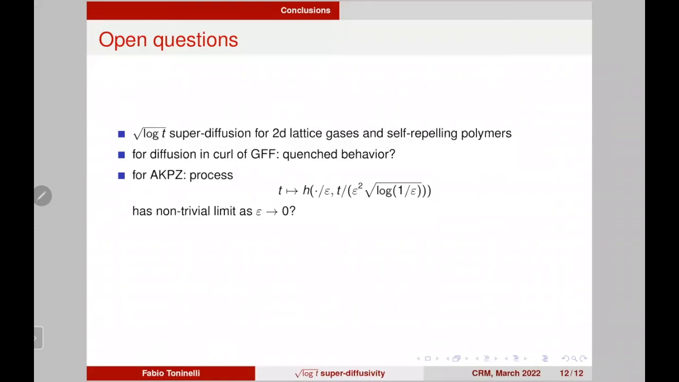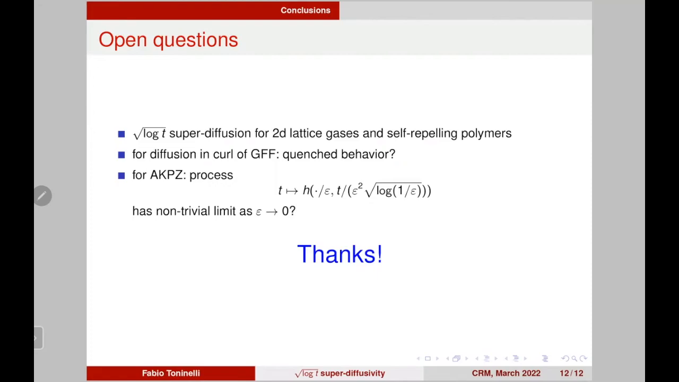For the diffusion in the curl of the GFF, what can one say about the quenched behavior? This is really totally open for me. I don't have a real conjecture. And for the anisotropic KPZ equation, is it possible to rescale the solution differently than diffusively, with some log corrections, so that this process has a limit as epsilon goes to 0? That's it. Well, thank you very much. We have time for questions.